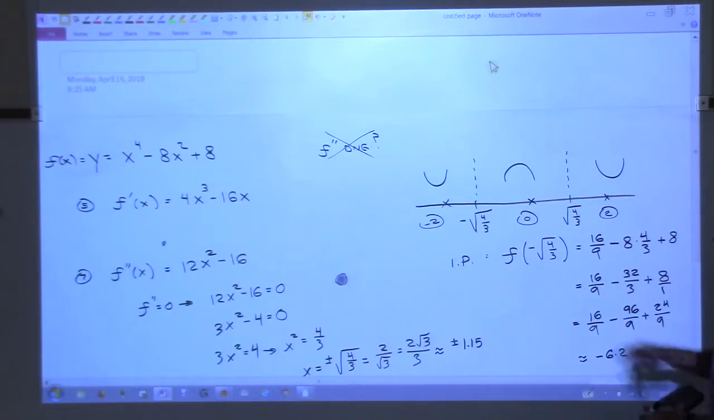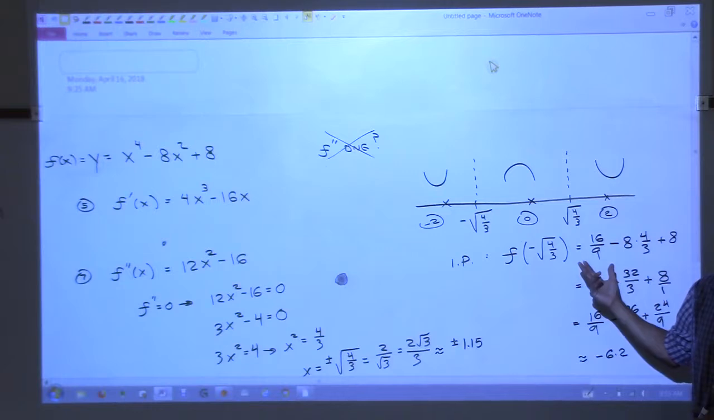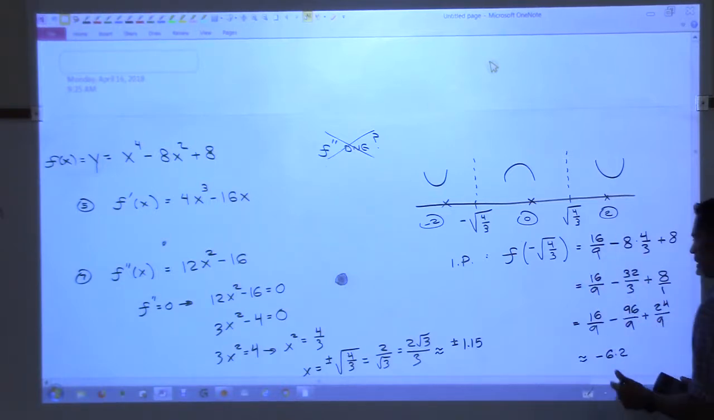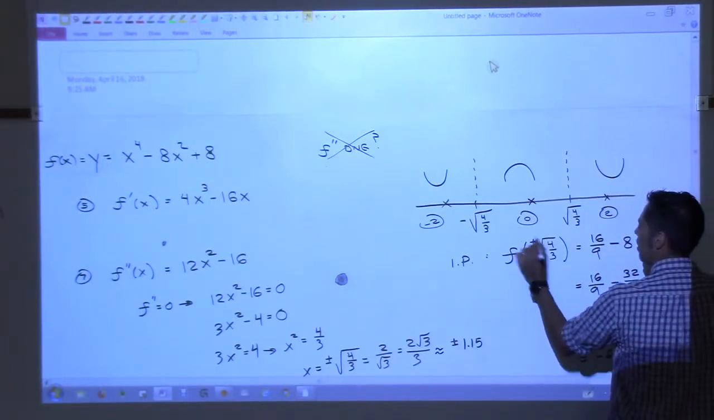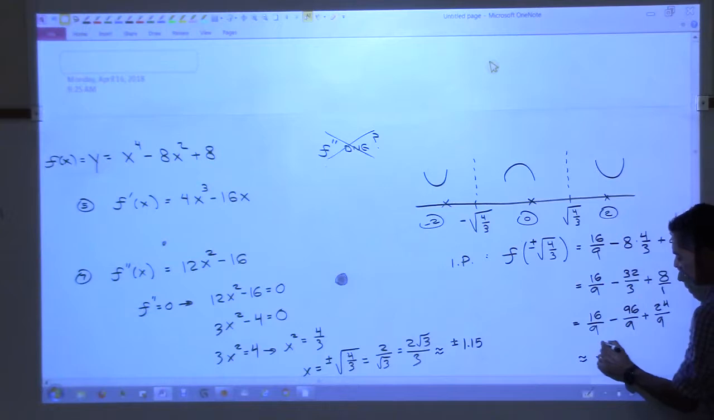And here's some good news. If we plug in positive root 4/3, we're going to get the same answer because it's an even function. So I have 2 inflection points at plus and minus root 4/3, and they both come out to give me this.